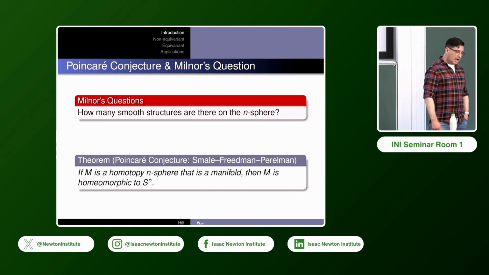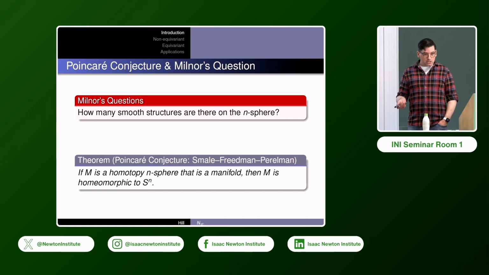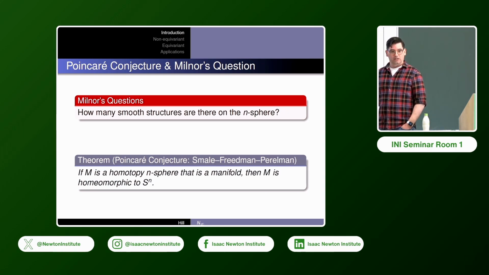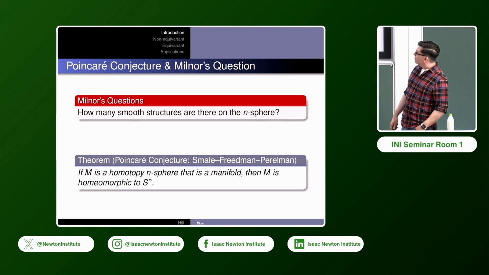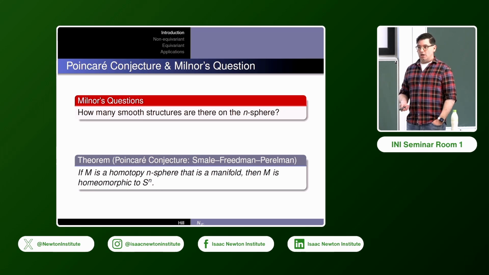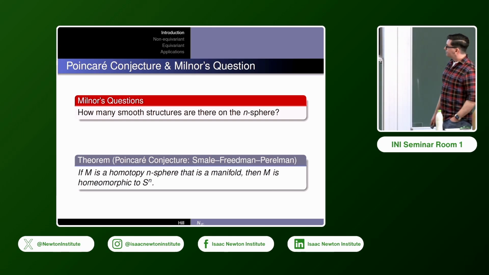If n is at least 5, then Smale showed this using the h-cobordism theorem. If n is 4, Freedman showed this using really complicated things. I already said R^4 tends to be weirder. And then when n is 3, Perelman showed this, and that in fact it's always the case. And you can think of Milnor's result as saying that the smooth version of the Poincaré conjecture is generically false, that I can have something that looks like the n-sphere, but it's not diffeomorphic to it.